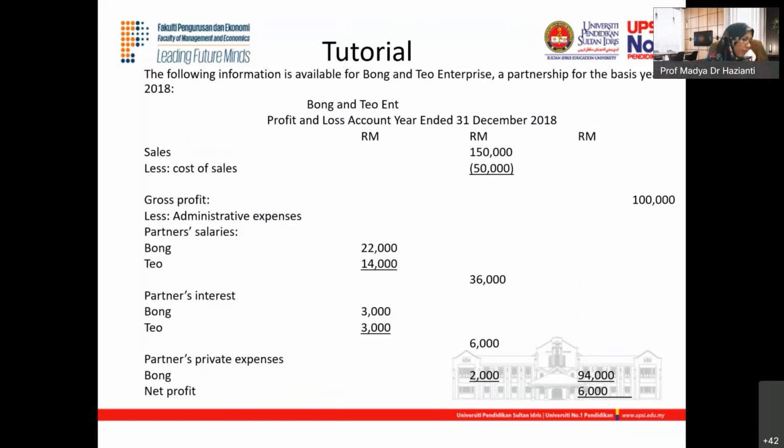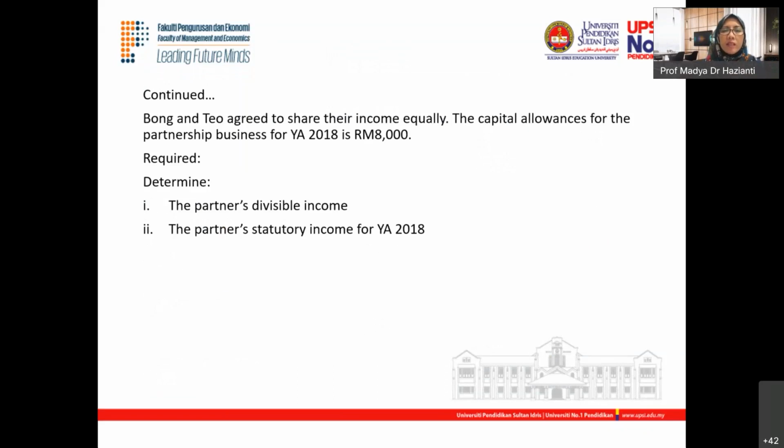Okay, so at the end of the notes, you have one question dekat situ. Bong and Chio Enterprise, okay, you are given the profit and loss account. Adalah gross profit lah, admin expenses apa semua. Net profit and yang ni pun saya bagi share income equally. Capital allowance for partnership pun ada 8,000 and you are required to calculate partners divisible income and partners statutory income for your assessment 2018. So I use the word statutory ataupun adjusted lah.